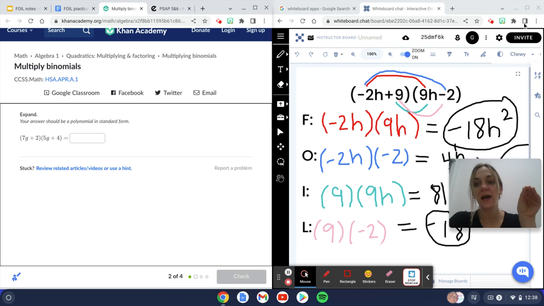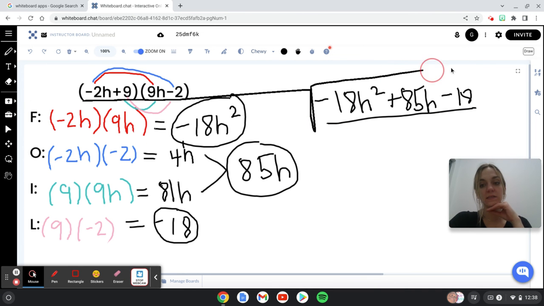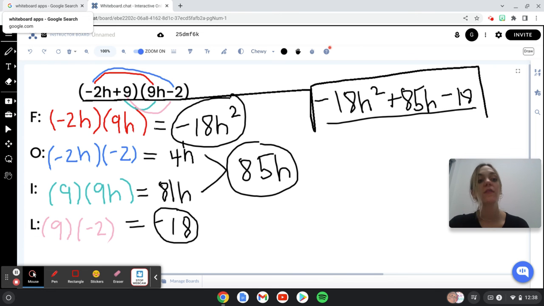If you wanted to check that in Desmos, what you could do is put this in Desmos and then put this in Desmos. And of course, you'll have to change h to x, but as long as they're right on top of each other, then your answer is correct.